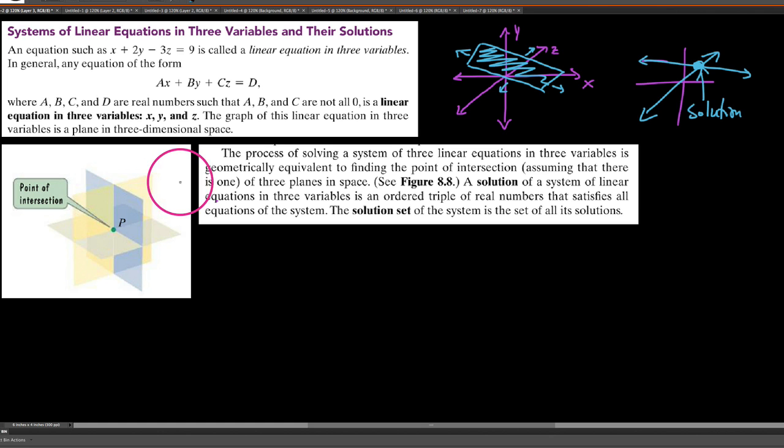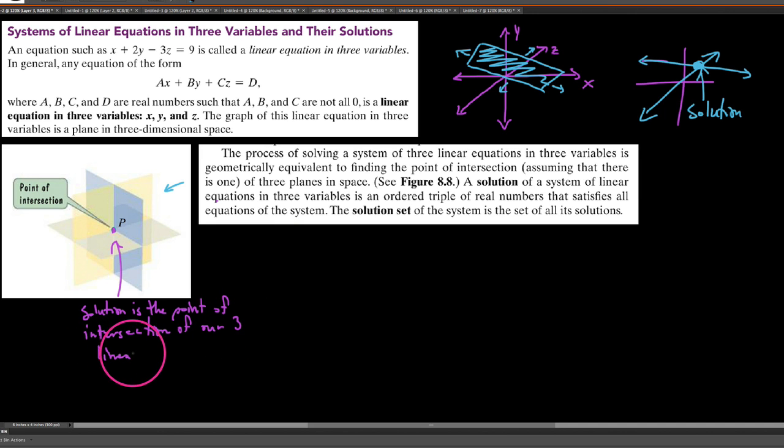One rigid example would be if we had all 3 of these planes meeting at 90-degree angles. They're all orthogonal to one another. The point of intersection here, this P, would be the solution. We want to make sure we write a note here: the solution is the point of intersection of our 3 linear planes, if it exists.